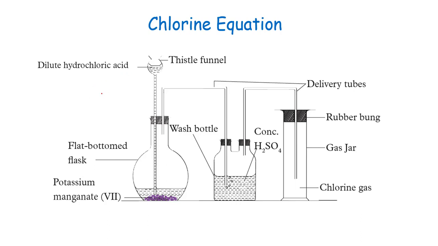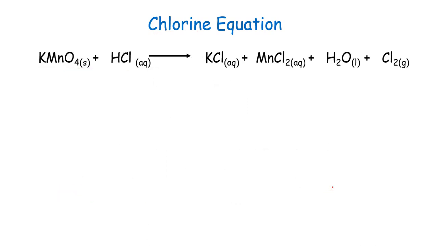Hello and welcome. Today we are going to see how we can balance the so-called hard chlorine equation, where we will prepare chlorine from hydrochloric acid and potassium manganate 7 to produce our chlorine gas. So let's have a look at it. This is our equation.